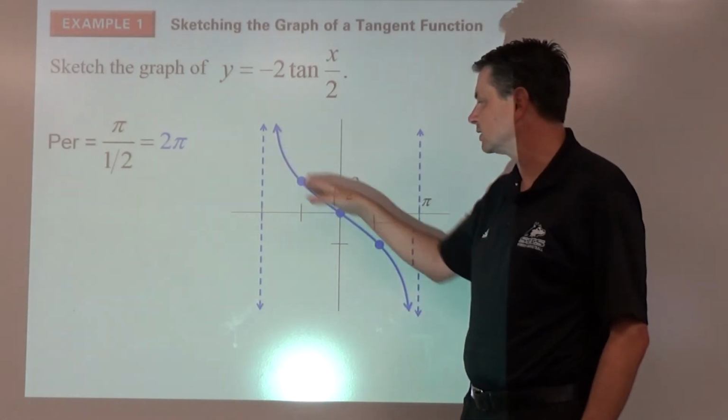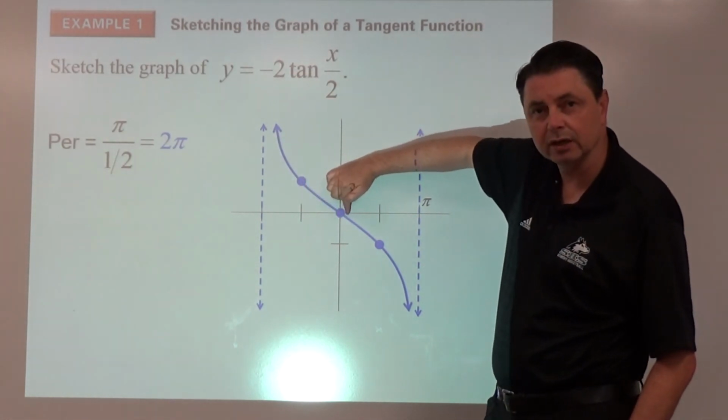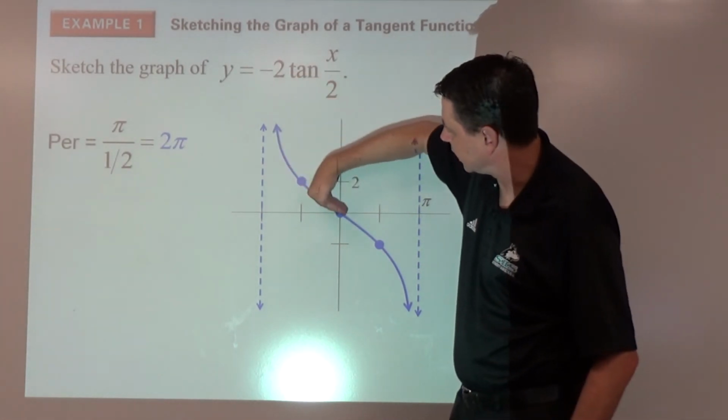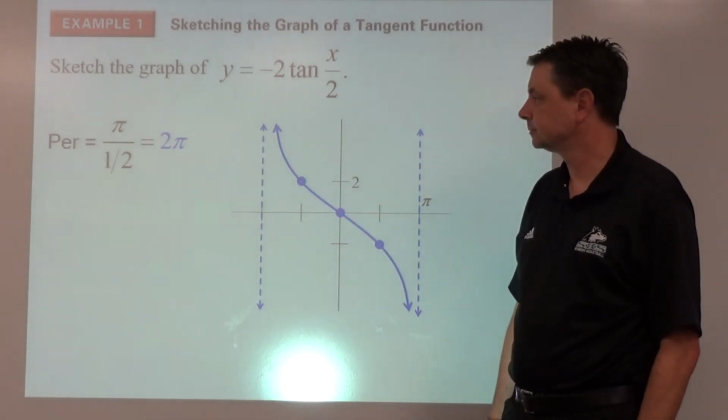Again, make sure we draw it nice and smooth, with it only changing the direction of the bend here, where it goes from concave up to concave down at the origin.